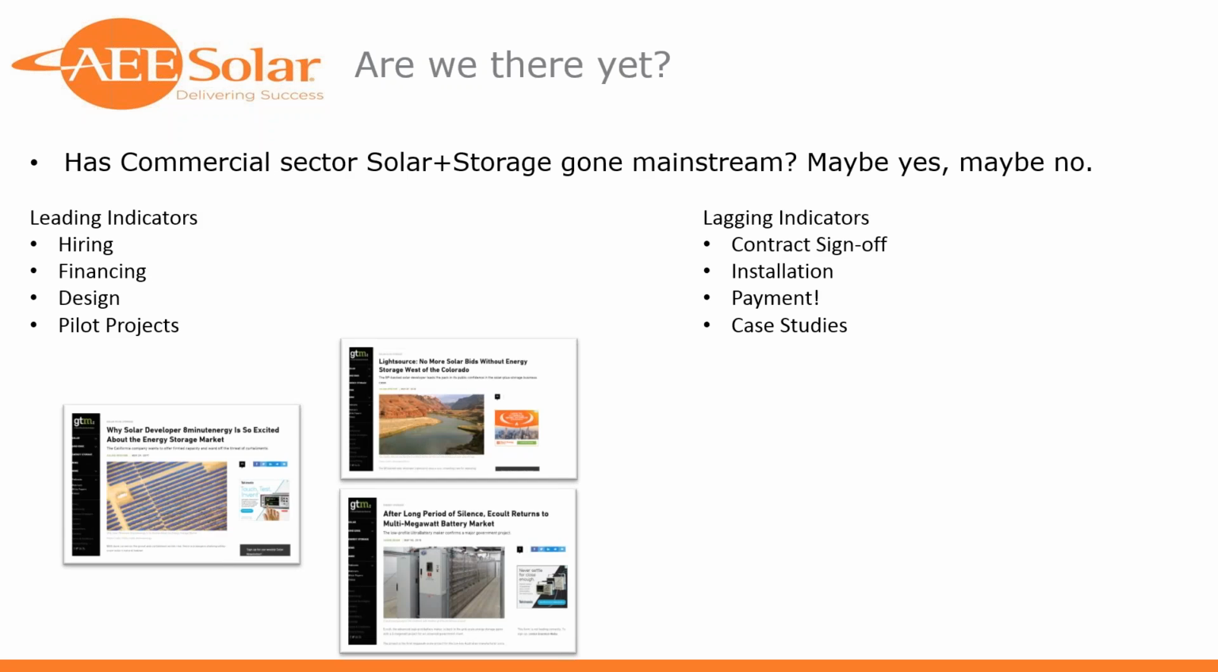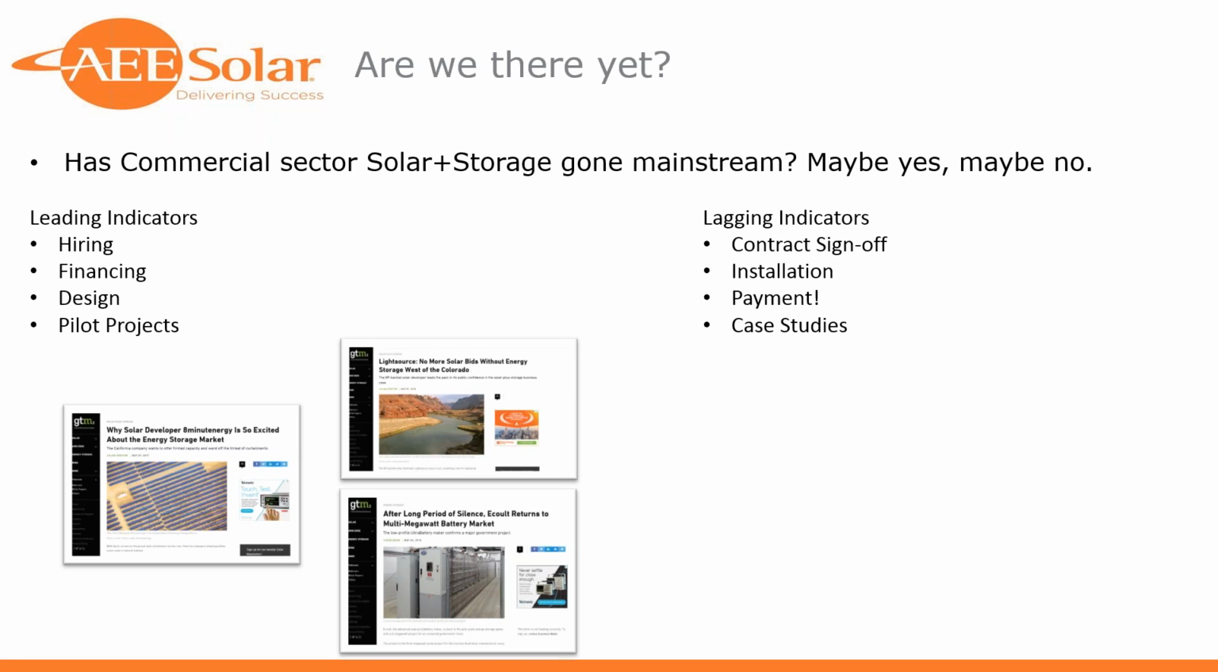I think the big question here, and we definitely see this on grid tie, on residential storage as well: are we there yet? Has this hit, quote unquote, mainstream? Maybe yes, maybe no. Obviously there's a ton of front of meter and behind the meter storage being undertaken across the country. It's hard to really get a feel for how mainstream this is. So I tried to break it down by what I would call leading indicators. So what are things that are going to indicate that this is moving forward, that this is ramping?